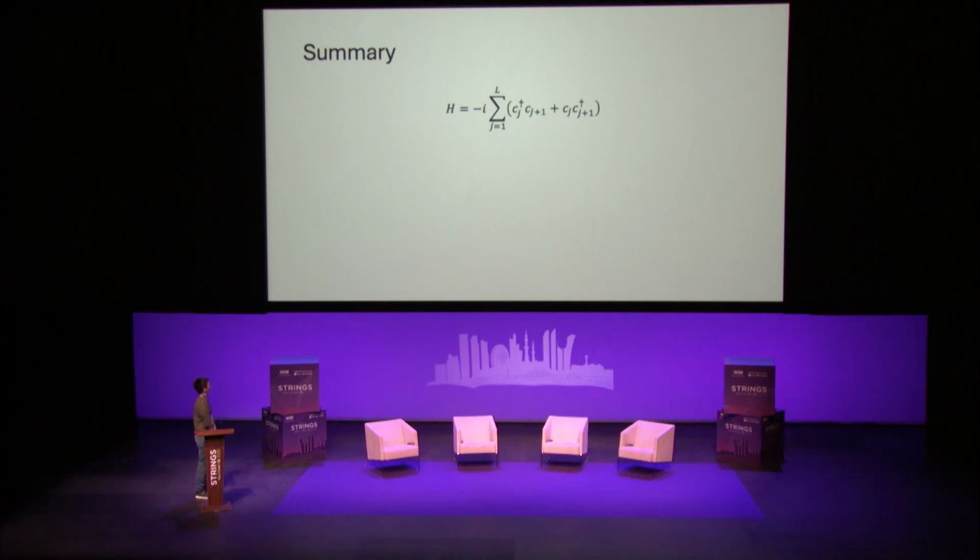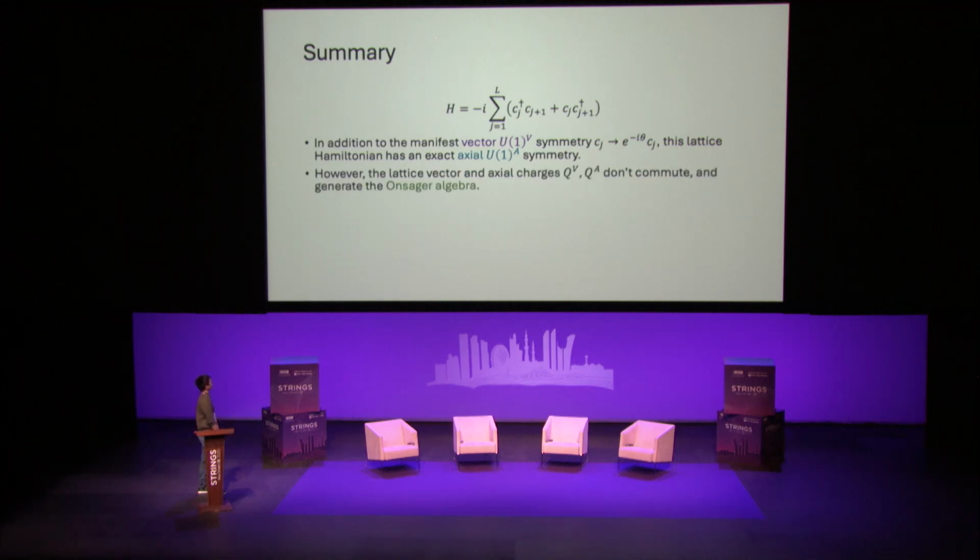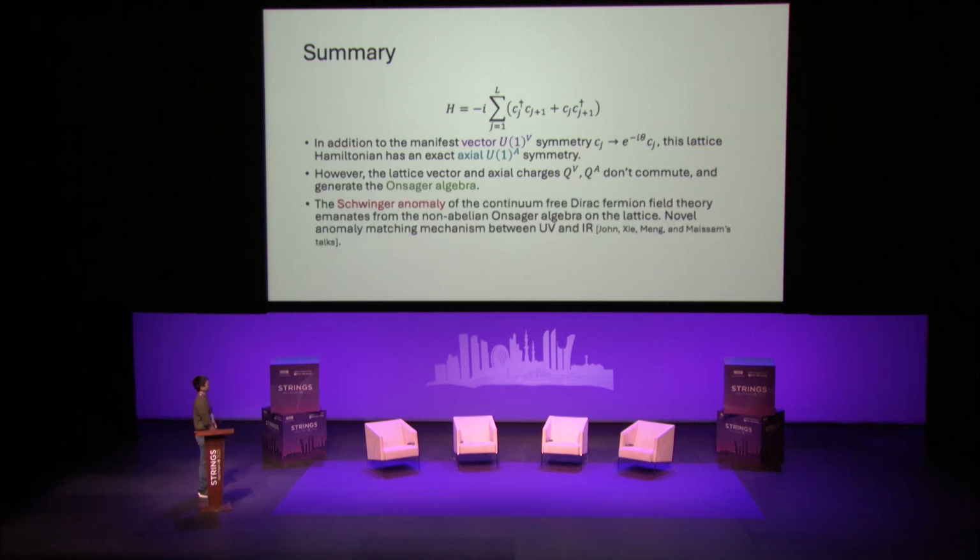For the most part of the talk, I focused on this Hamiltonian, but there's an infinite dimensional generalization of the standard staggered fermion Hamiltonian that enjoys both the vector and the axial symmetry. The punchline is that in addition to the manifest U(1) vector symmetry, the lattice model actually has an axial U(1) symmetry as well. However, they do not commute on the lattice, and they generate the Onsager algebra. The Schwinger anomaly of the continuum Dirac fermion field theory emanates from this non-abelian Onsager algebra on the lattice. This is a very novel mechanism for how anomalies can match.